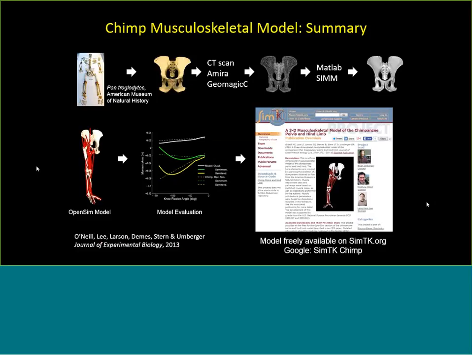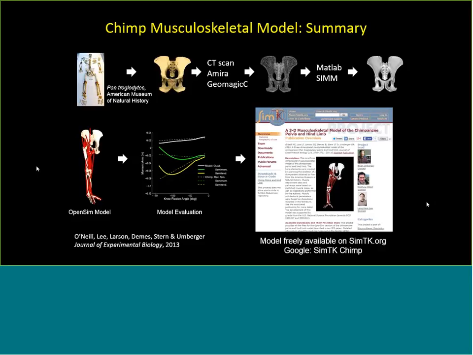And if you want to, instead of just reading about it, actually try out the model, whether you might use it for your own research or are simply curious to look at it and see how it is different, perhaps, from human musculoskeletal anatomy, it is freely available on the SimTK website. If you go to Google and simply type in SimTK chimp, it's the first few hits that come up.